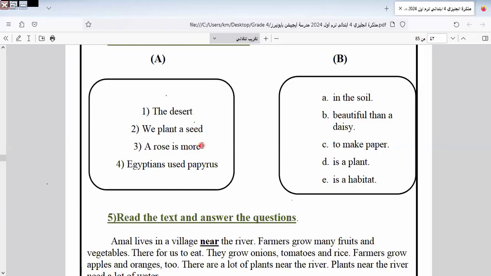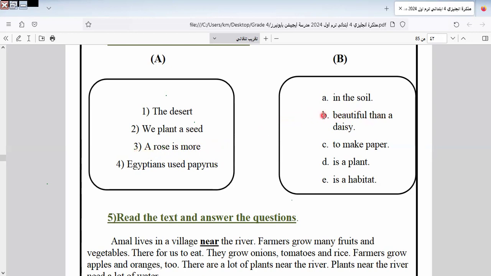The rose is more beautiful. Excellent. Why "more"? Because beautiful, as we told, has more than one syllable, and we have "than" here. So the answer is: a rose is more beautiful than a daisy.